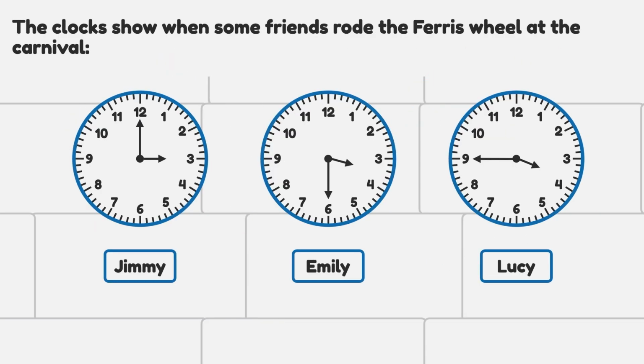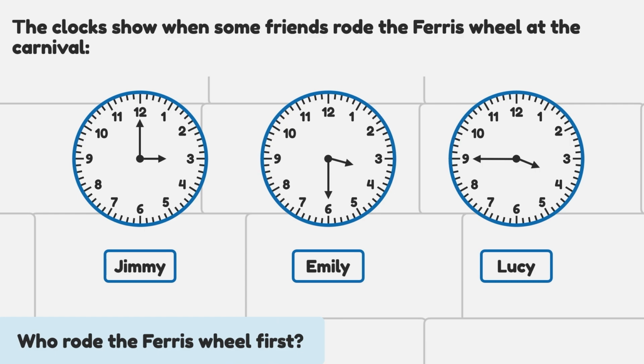For our next problem, the clocks show when some friends rode the Ferris wheel at the carnival. We have 3 analog clocks and need to decide who rode the Ferris wheel first. To start, we will look at the hour hands. We notice that some of them are not pointing at one number. To read the time, we look at what two numbers the hands are between. The hour hands are between 3 and 4. Since the hands have not reached the 4 yet, we know that they are all showing 3 hours.